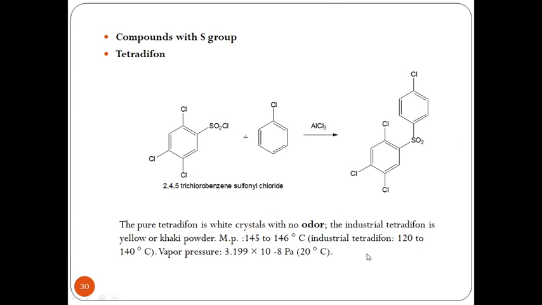Now what is this industrial tetradifon? That is, the melting point is between 120 to 140. Vapor pressure 3.199 into 10 raised to minus 8 Pascal at 20 degrees. So this is what is observed.